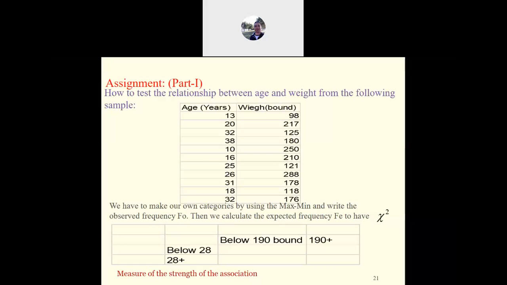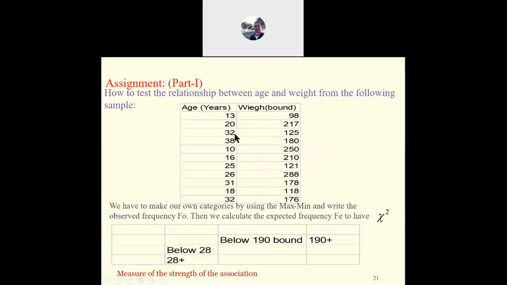Now, here is your assignment. How to test the relation between age and weight from the following sample. This is the age, right? So how many categories do you have? 1, 2, 3, 4, 5, 6, 7, 8, 9, 10, 11, right? How many categories of weight do you have? 1, 2, 3, 4, 5. No, sorry. This is what? This is a linear regression equation, right? So no need for chi-square in this case, right?